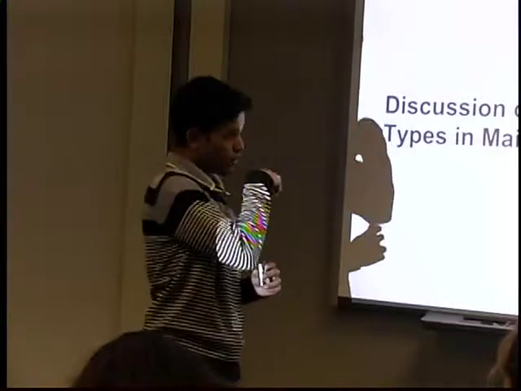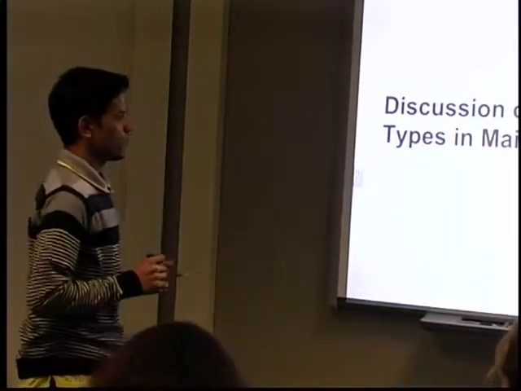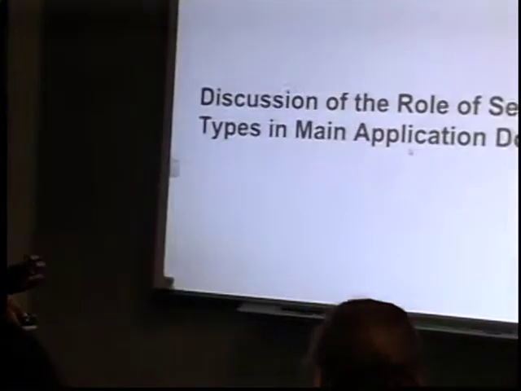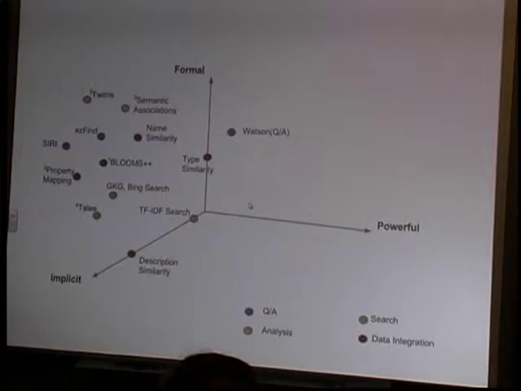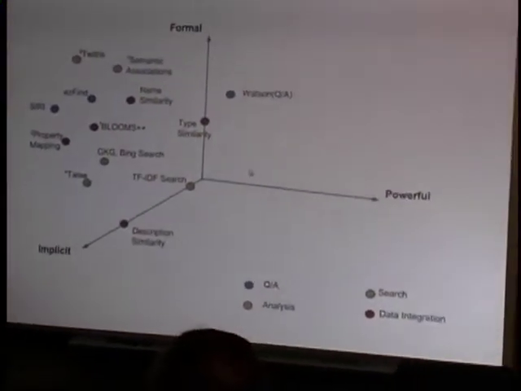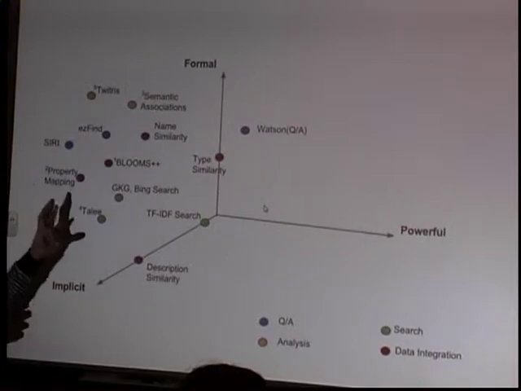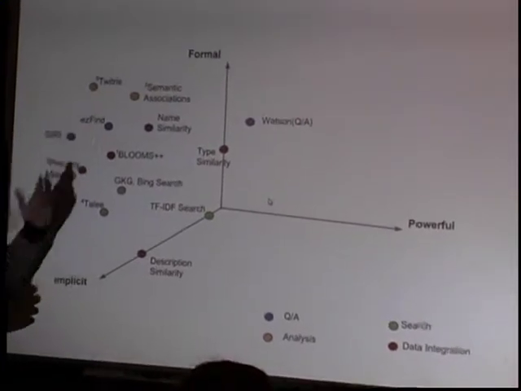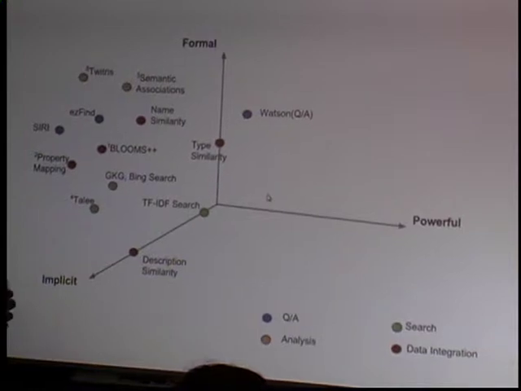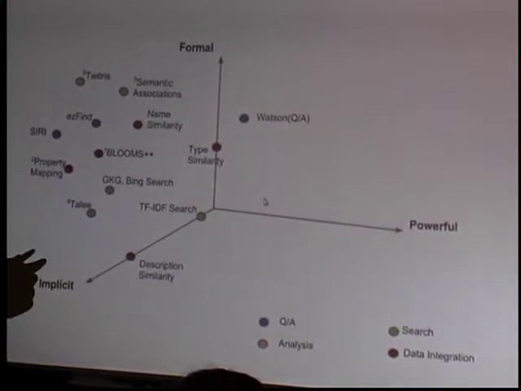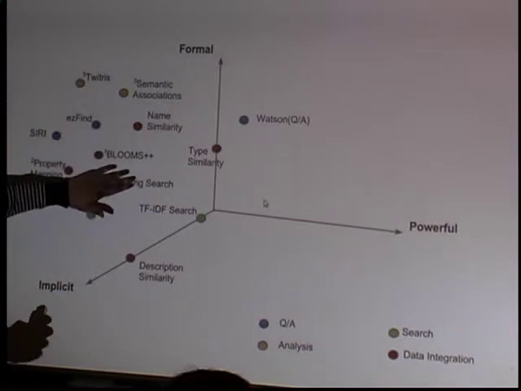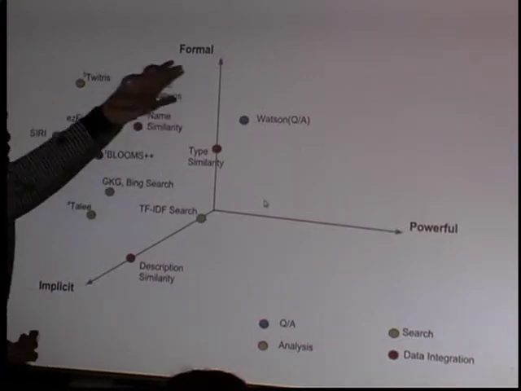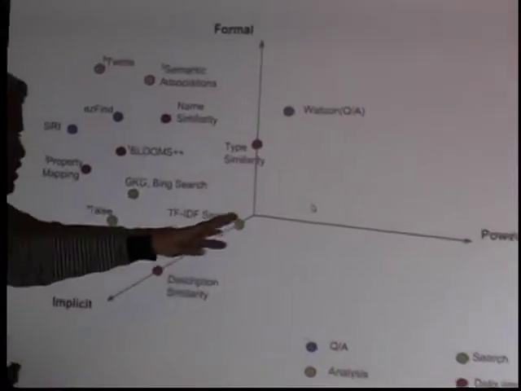Okay. So given the background about implicit, powerful, and formal and everything, let's try to categorize some applications into these three different dimensions. I just tried to do this. I may be wrong in some dots. I tried to do my best to visualize this in three-dimensional space, but I don't know. All these things are in this pair, implicit and formal.